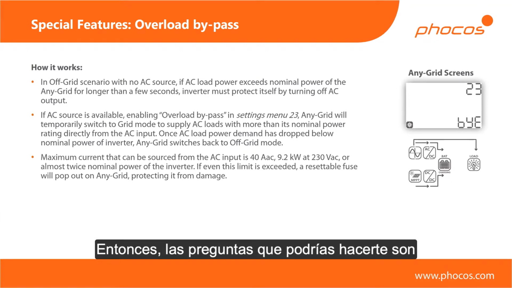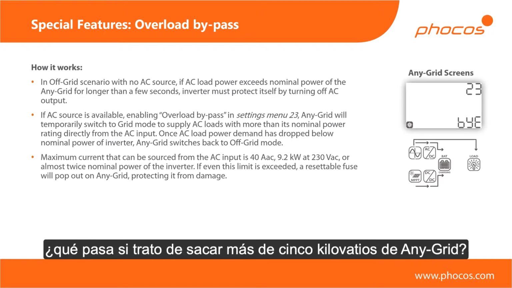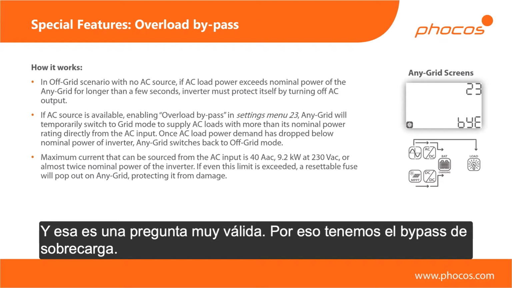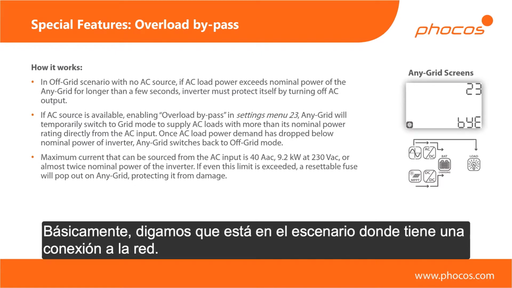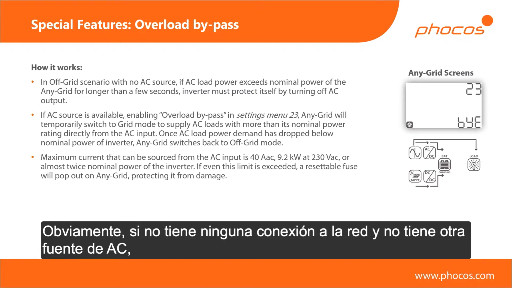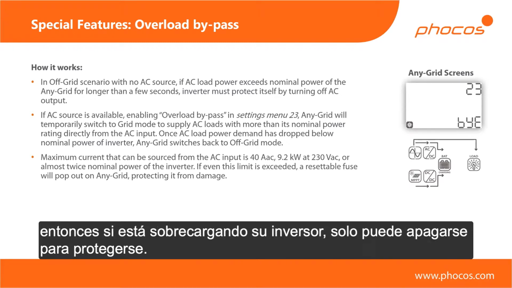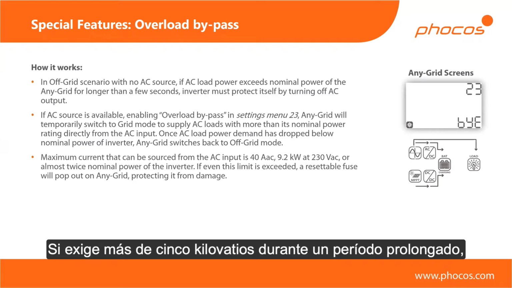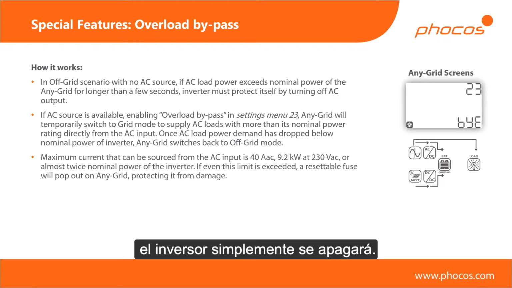So the question you might ask yourself is, what happens if I try to take more than 5 kilowatts out of the AnyGrid? That's a very valid question. That's why we have the overload bypass. Let's say you are in the scenario where you have a connection to the grid. Obviously, if you don't have any connection to the grid, and you don't have any other AC source, then if you're overpowering your inverter, it can only shut down to protect itself. If you're demanding more than 5 kilowatts for a long period of time, the inverter will simply turn off.